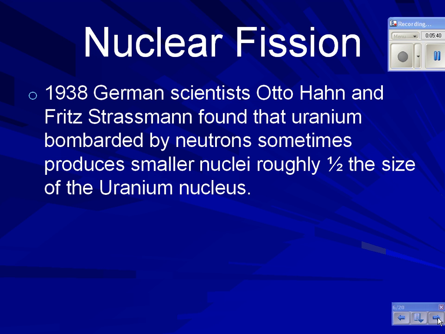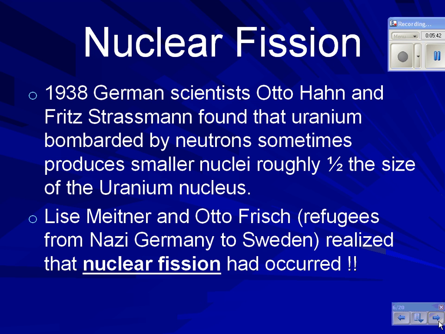Keep that in mind. It turns out that there were two German scientists who were refugees from Nazi Germany, living in Sweden at the time, Lise Meitner and Otto Frisch. They were the ones that actually realized what these guys had done, that they had taken a uranium nucleus and broken it into pieces. They had created nuclear fission artificially. They bombarded the uranium with neutrons and boom, made it break apart. This was a big deal.